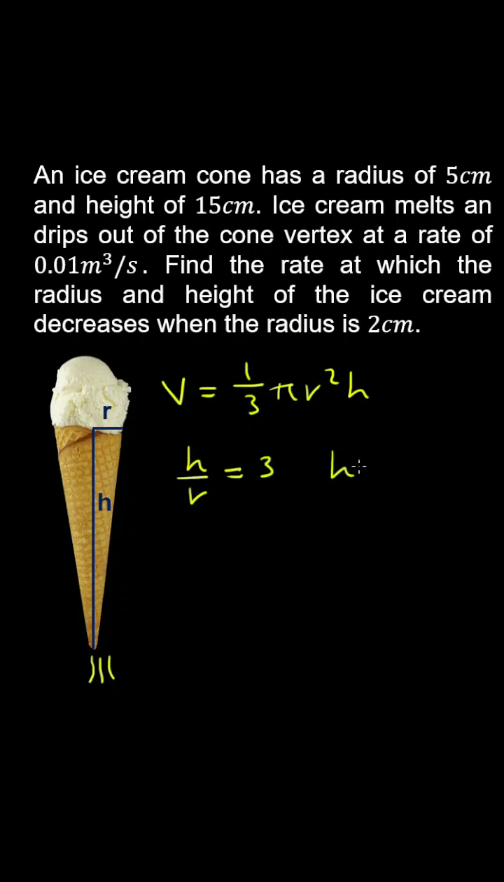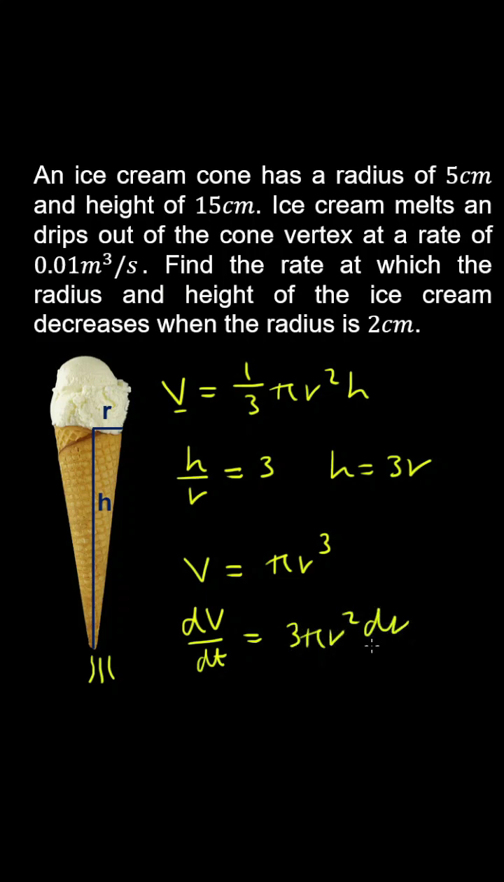So what we have is h is equal to 3r, and we can substitute for the volume. So we get V is equal to 1/3 by 3r by pi r squared, which is pi r cubed. And we can take the derivative of the volume with respect to time, which gives us 3 pi r squared dr/dt. And you can substitute for the radius and the rate of change of volume with respect to time, and that'll give you dr/dt.